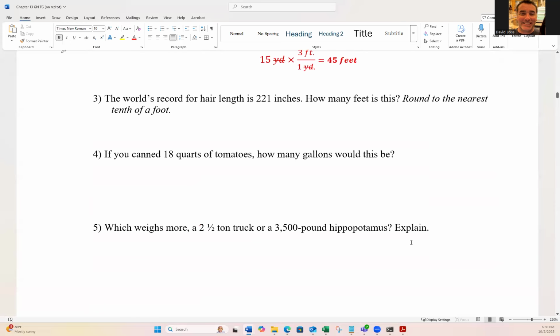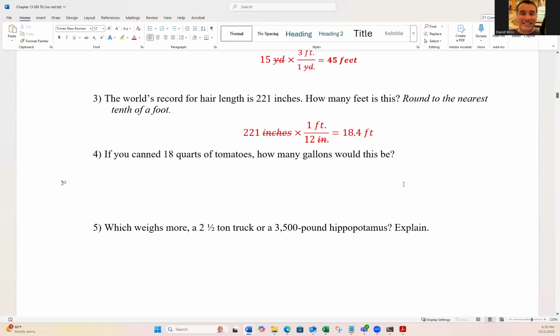The world's record for hair length is 221 inches. How many feet is this? We want to use 1 foot over 12 inches so that the inches cancel out. We have 221 times 1 foot divided by 12, which gives us 18.4 feet.